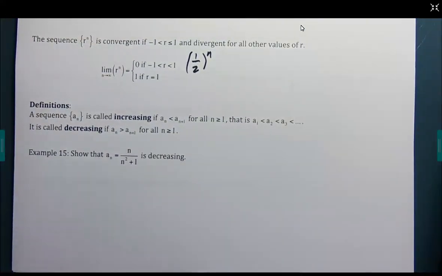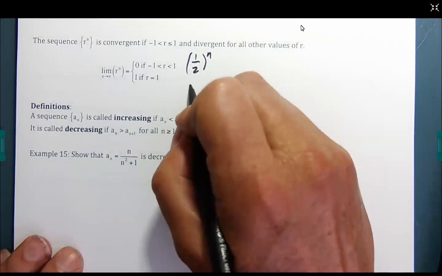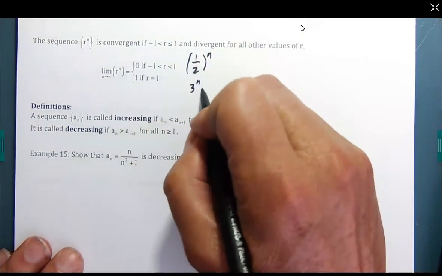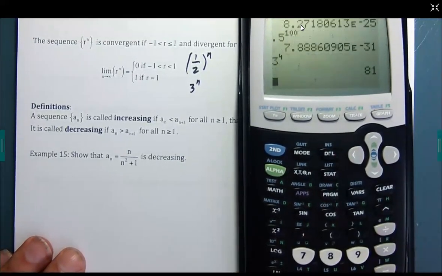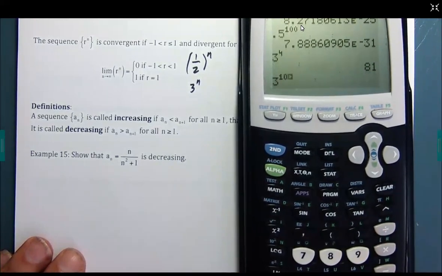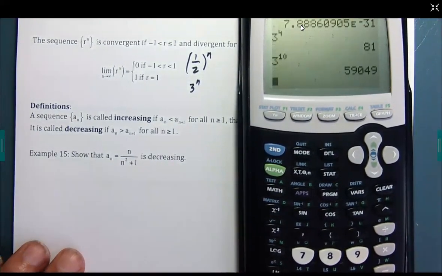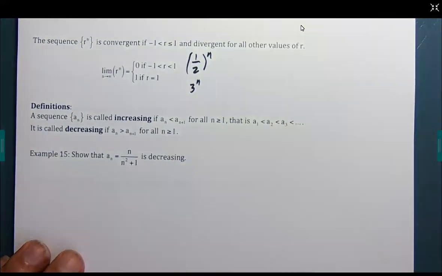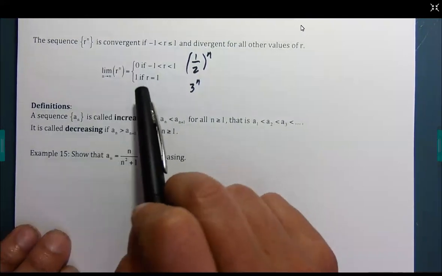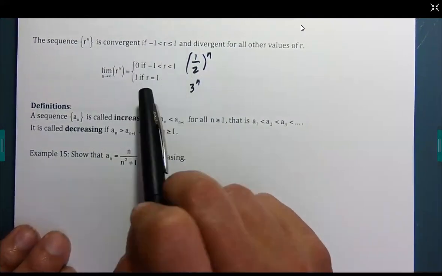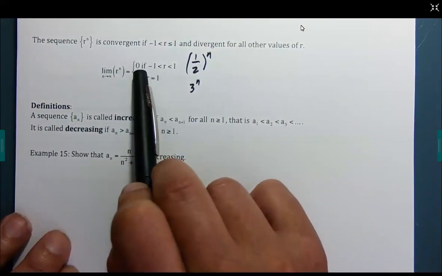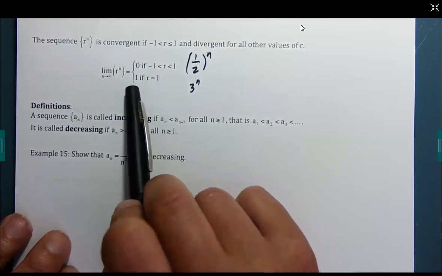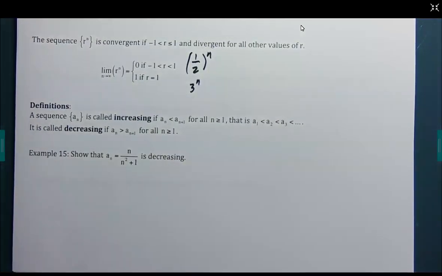However, if I go the other way, take 3 to the n power, something that's not between negative 1 and 1. Well, 3 to the 4th power is 81. 3 to the 10th power is 59,049. And you can see this is going off to infinity. So that's why it only converges when r is between negative 1 and 1, including 1. And the limit, when we're between negative 1 and 1, goes to 0. And when it's exactly 1, it goes to 1. Otherwise, it diverges, meaning off to infinity, most likely.